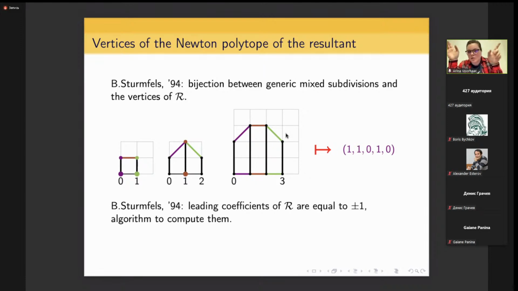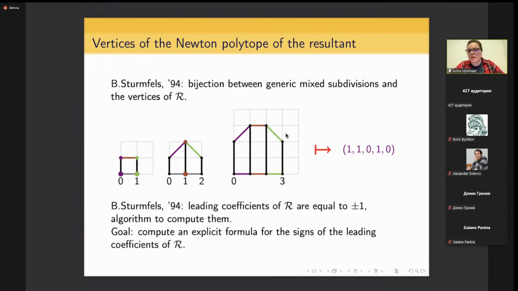And then this quotient is already well defined. It doesn't depend on the scalar multiples. And this quotient is plus or minus 1, always. That's done by Sturmfels. And again, we are talking about leading coefficients. So all other coefficients, well, they're not plus minus 1 in that sense, and we are not talking about them.